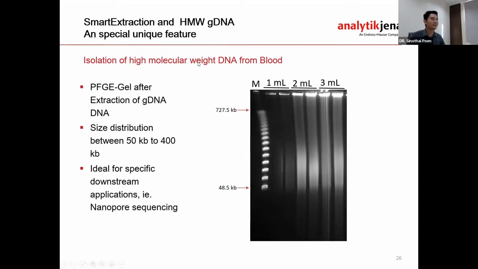Also, we observe high molecular weight genomic DNA using smart extraction with blood samples. With the PFG gel, we found the DNA fragments extracted in the size range of 50 to 400 kilobase. These are sizes suitable for applications like long-read sequencing, like nanopore sequencing.